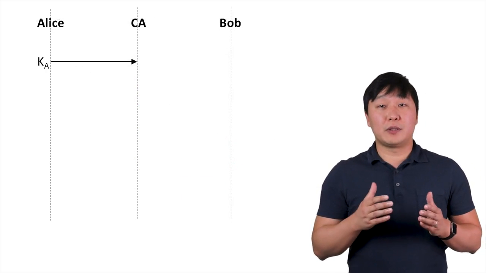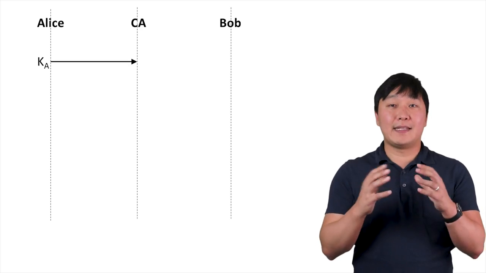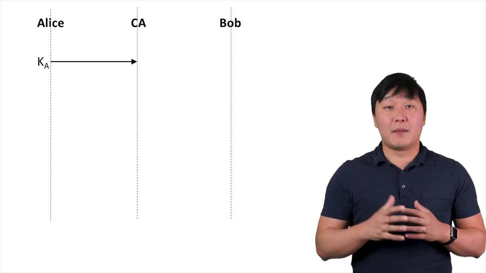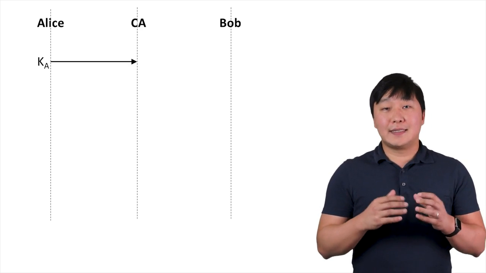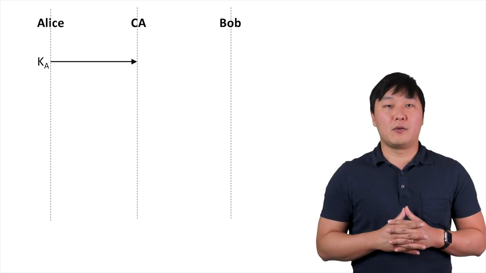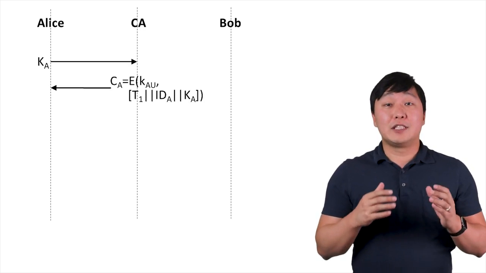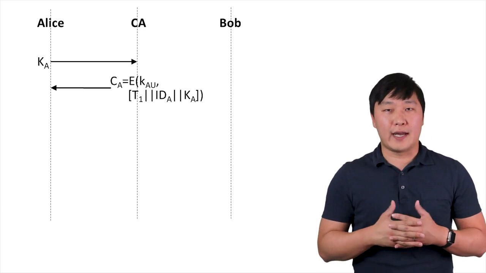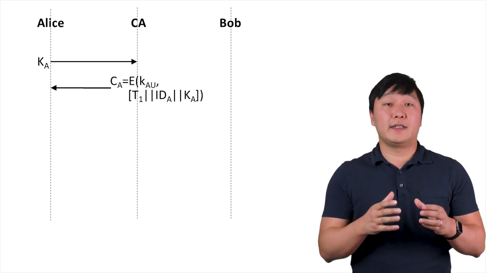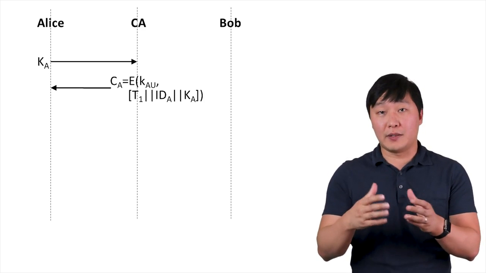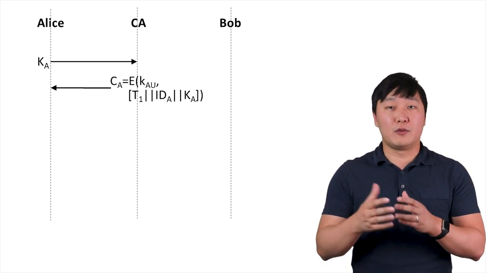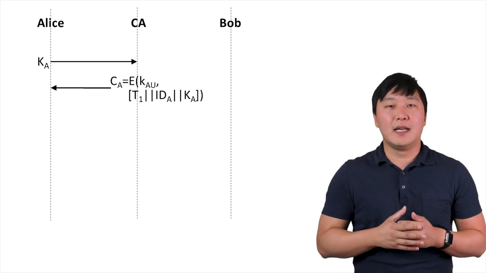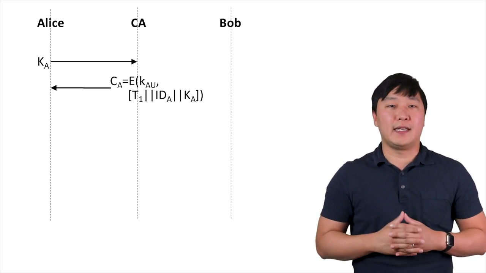So let's review the protocol with the users Alice and Bob and the CA. Alice wants to communicate with another party, in this case Bob. Alice sends her public key to the CA, the certificate authority. The CA responds to Alice by sending her certificate C-sub-A associated with the user Alice. The certificate contains the identity, the corresponding public key, the time validity information, and is digitally signed by the CA so that anybody receiving the certificate has assurance that it came from that CA.